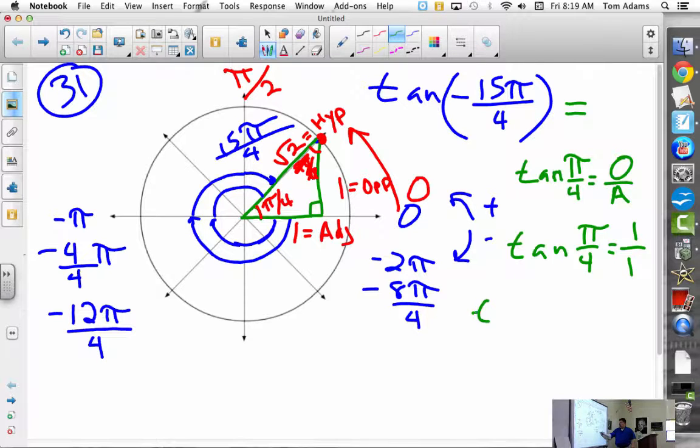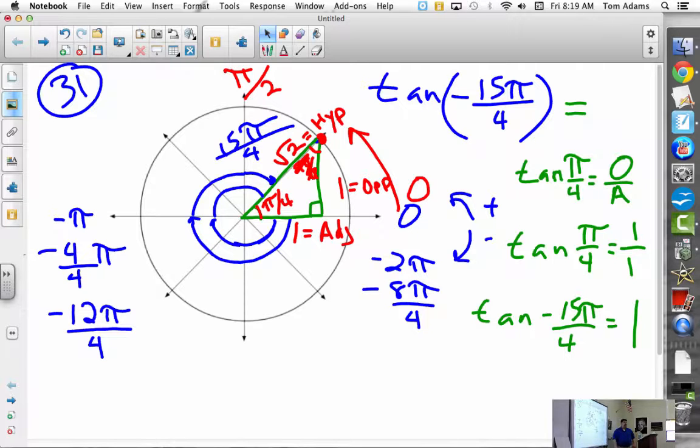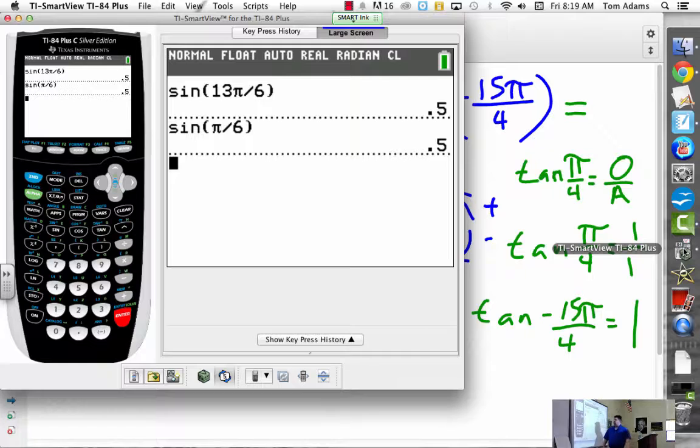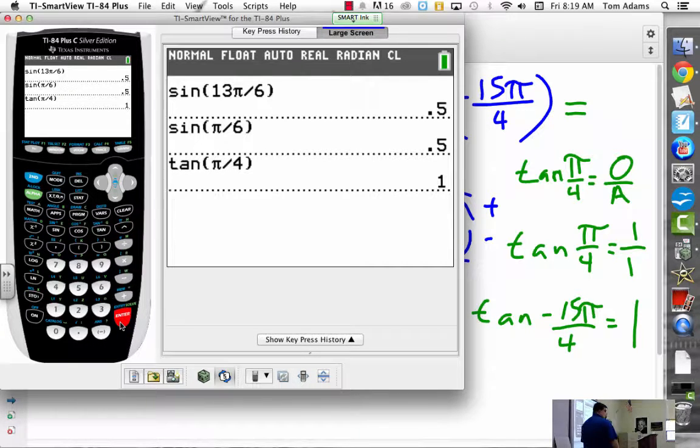Now that's the same as tangent of negative 15 pi over 4, because they have the same reference angle. Let's verify. Tangent of pi over 4 equals 1. Tangent of negative 15 pi over 4 equals 1.